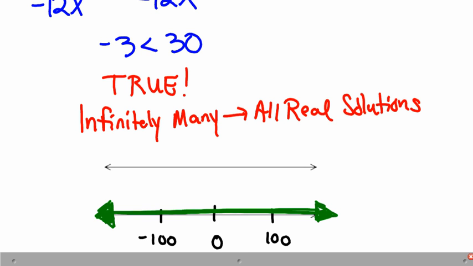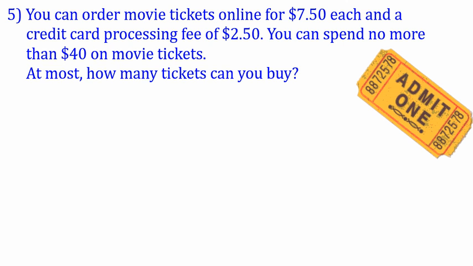So we've been given some inequalities to solve. Let's see if we can write some, like we were doing before with equations. So here's a scenario. You can order movie tickets online for $7.50 each, and there is a credit card processing fee of $2.50. You can spend no more than $40 on movie tickets. At most, how many tickets can you buy?